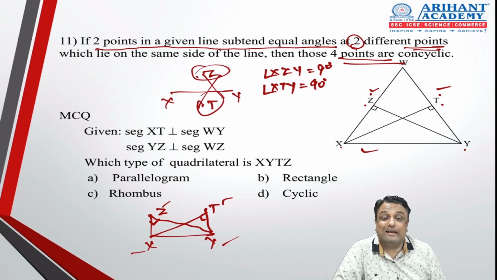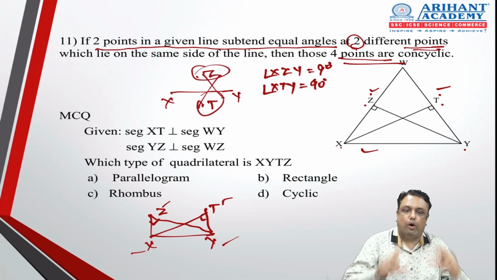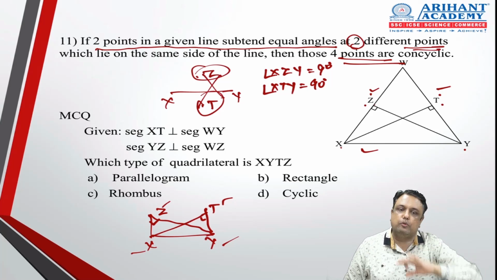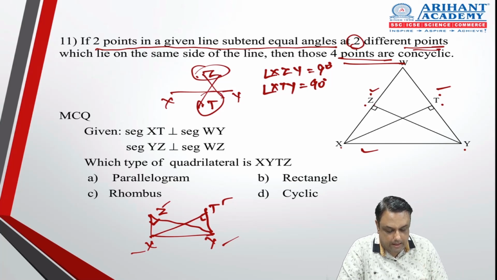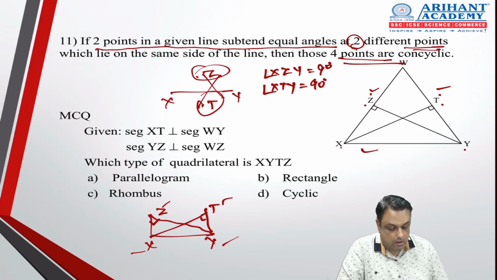Concyclic means a cyclic quadrilateral will be formed. What will be formed? This cyclic quadrilateral will be formed. Concyclic points means the quadrilateral is said to be cyclic and the 4 points are said to be concyclic. So these four points are concyclic, meaning if we draw a circle, the circle will pass through all four points. So the question says: given XT is perpendicular to WY and YZ is perpendicular to WX, and WZ, whatever you say. Which type of quadrilateral is XYTZ?